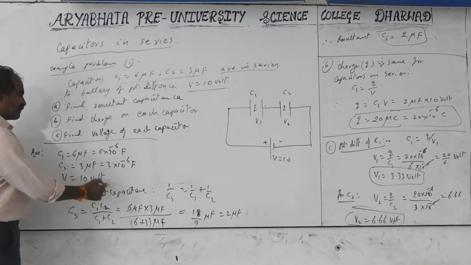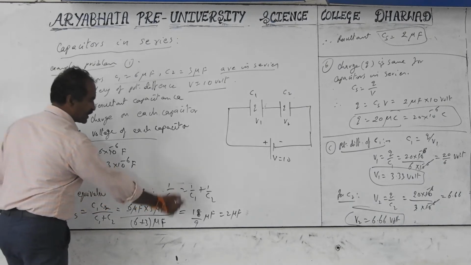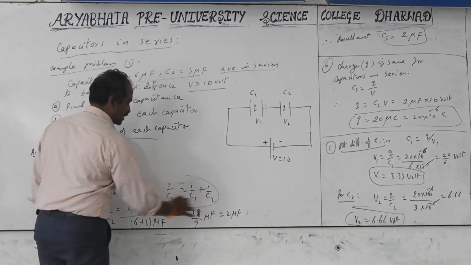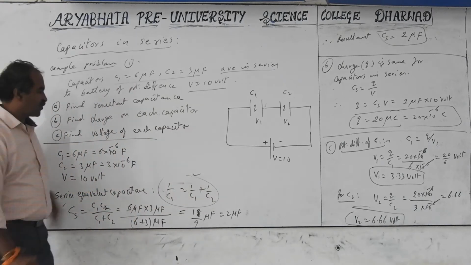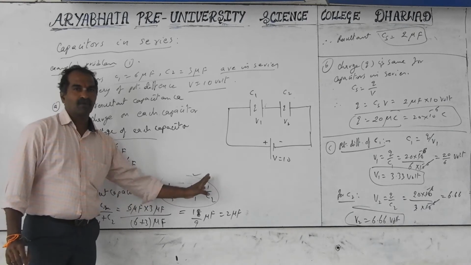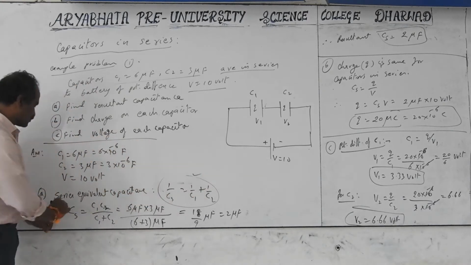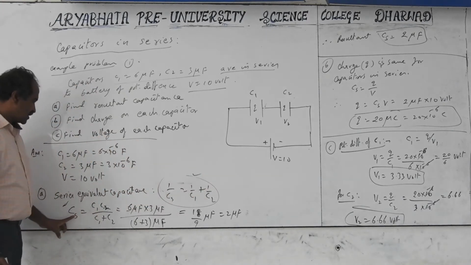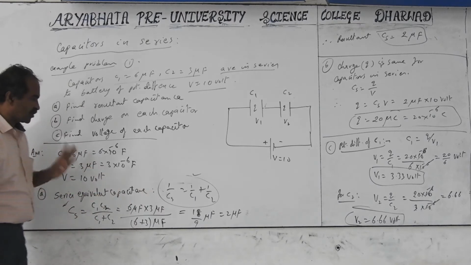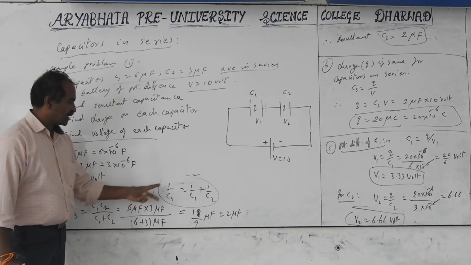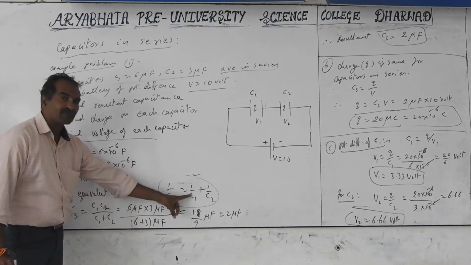In series, the equivalent capacitance is 1 by C equals 1 by C1 plus 1 by C2. Writing this is not compulsory, but for two capacitors only you can go directly for the formula. If three or four are there, you had better take the LCM in this formula. Taking the LCM, what you get is C1 C2 by C1 plus C2 as the resultant capacitance.